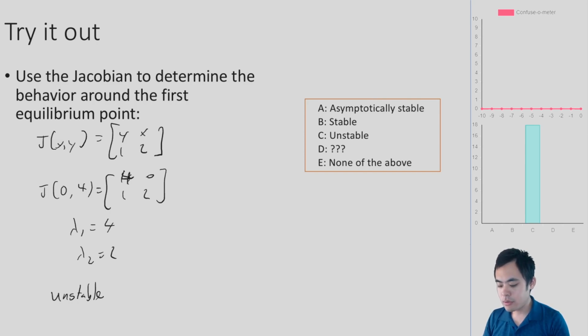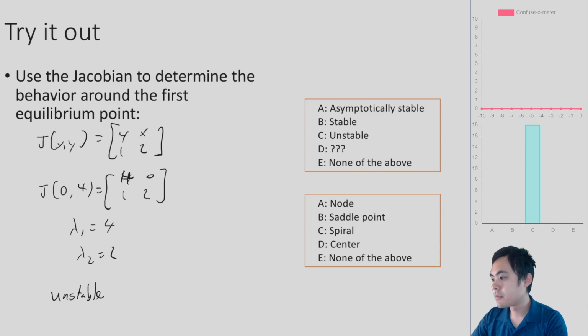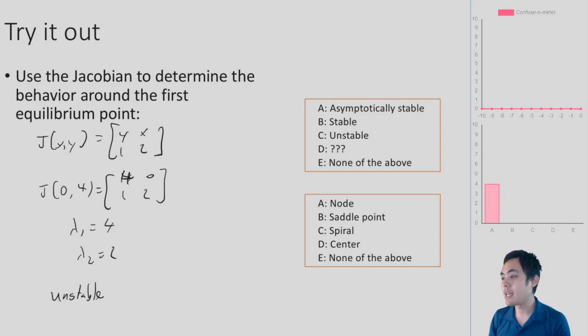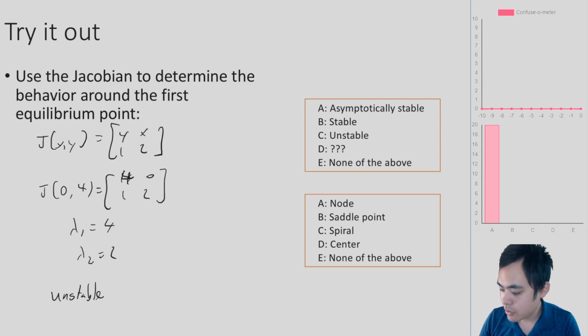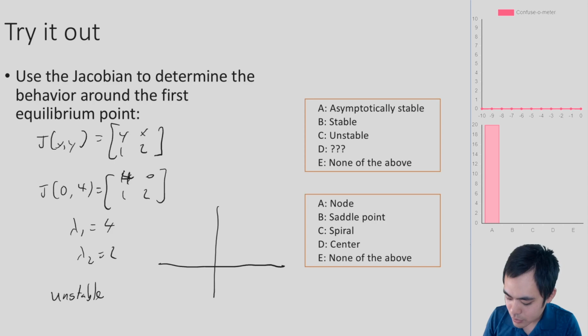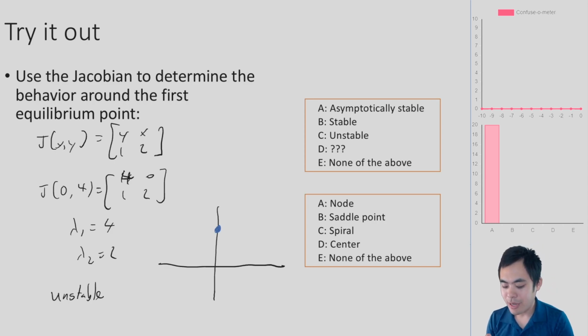What about, is it a node, a saddle point, a spiral, or a center? Okay, yeah, so both of the eigenvalues are the same sign and they're real. And so therefore, this is a node. Meaning that the local picture around here, this is (0, 4), it's going to be unstable, so everything's going to go out of it.